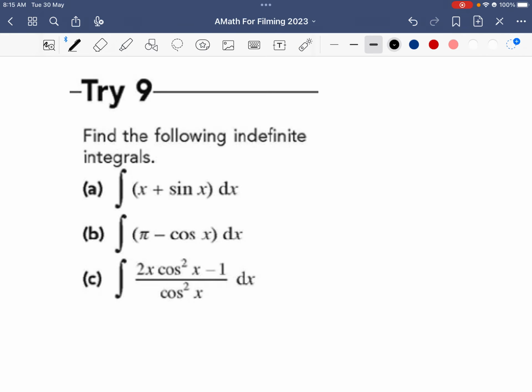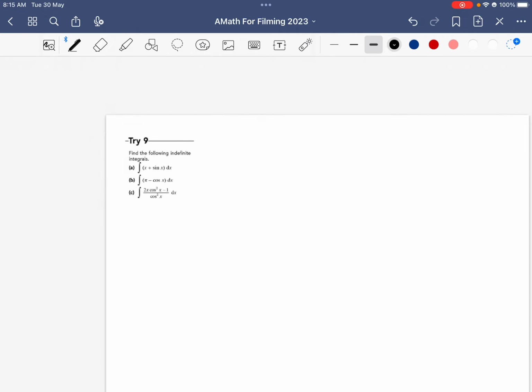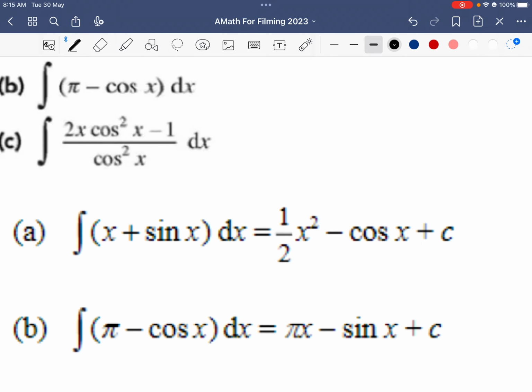Now, if you can, please pause the video and attempt try 9. When you're ready, unpause the video and I will go through try 9 with you.